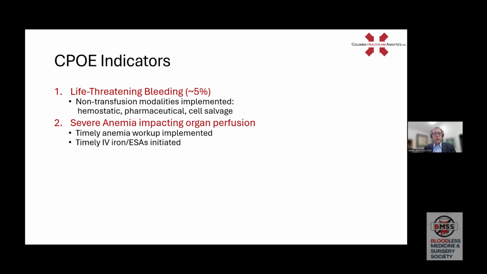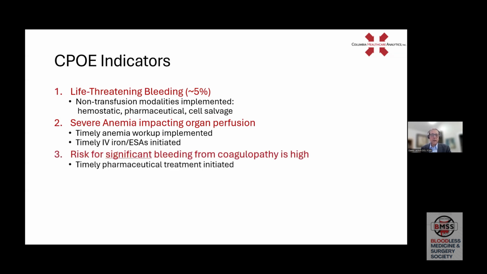And the physician will attest that timely anemia workup has been implemented, not just performed, and timely IV iron and erythropoietin-stimulating agents have been initiated. And the third one is that there's a significant risk of bleeding from coagulopathy, and they're going to attest that timely pharmaceutical treatment has been initiated. So instead of checking the hemoglobin's 6.9 or less than 7, they make these attestations.